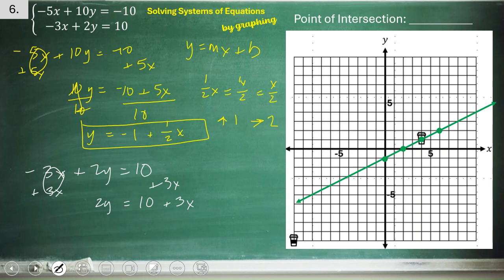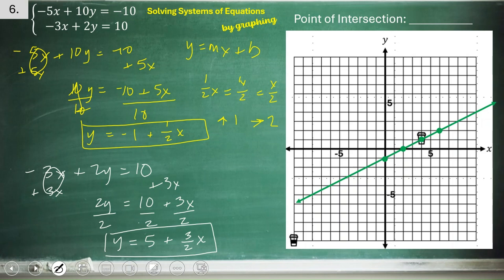To get y by itself, I'm going to divide by 2 on both sides. When you divide, you can also write it like this. It's a little different than what we did on the first side in terms of writing, but it's exactly the same thing. Might help you remember to divide each term by 2. So 10 divided by 2 is 5. And then we have 3x over 2. That is the same thing as 3 halves x. And that is our equation in slope-intercept form.